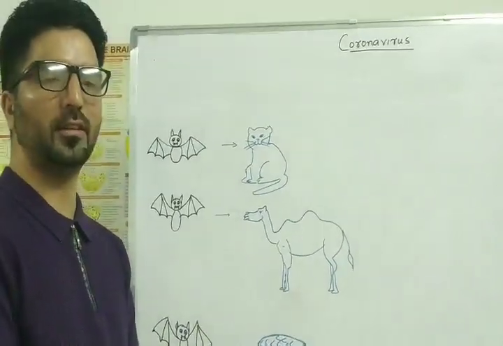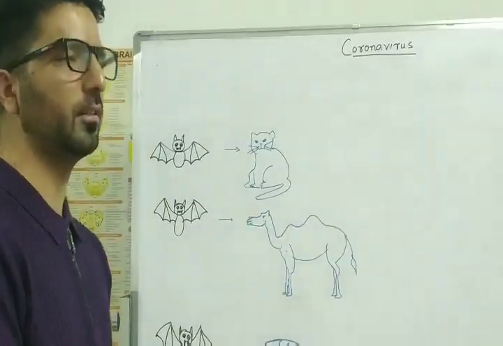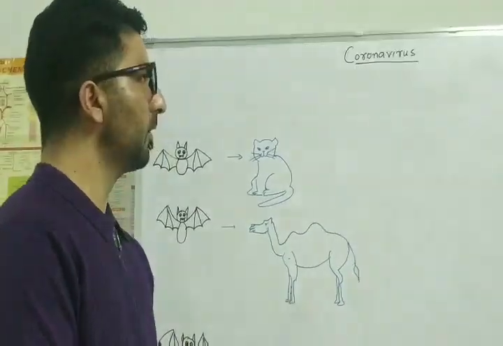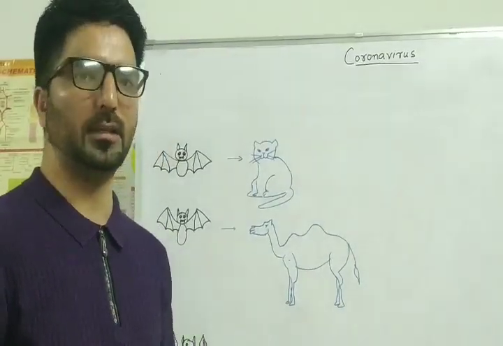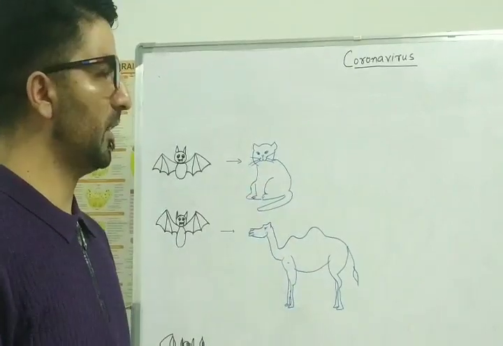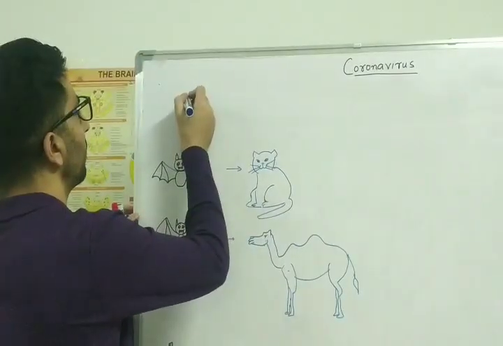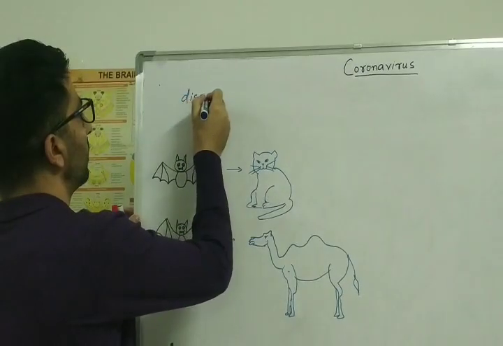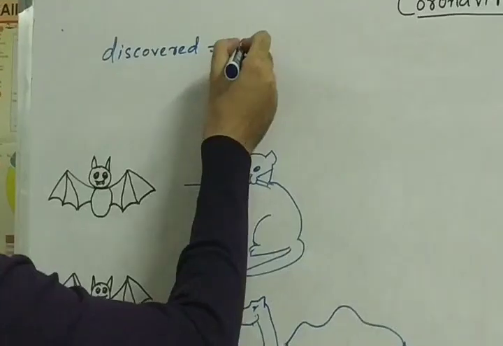Coronavirus: what actually the coronavirus is and how it spreads. As we know, it's a very infectious disease that has now spread all over the world. Coronavirus is a group of related diseases that spread in mammals and birds. It was first discovered in the 1930s.